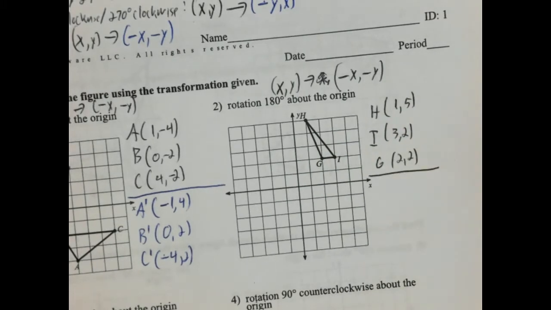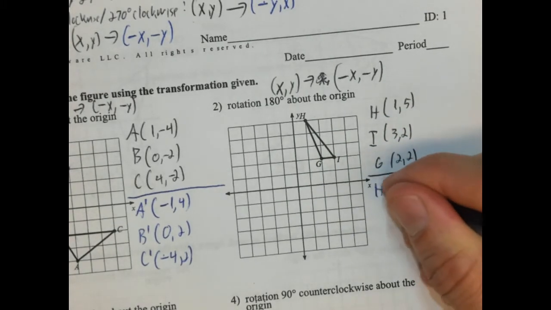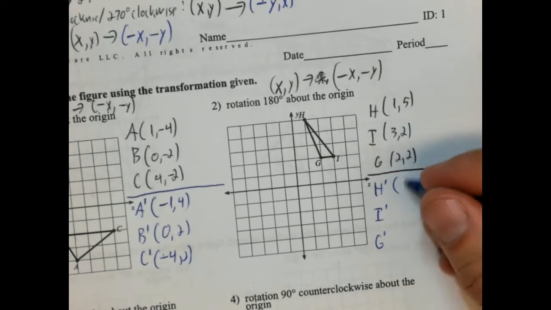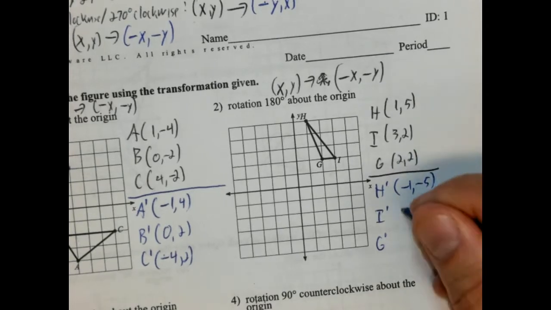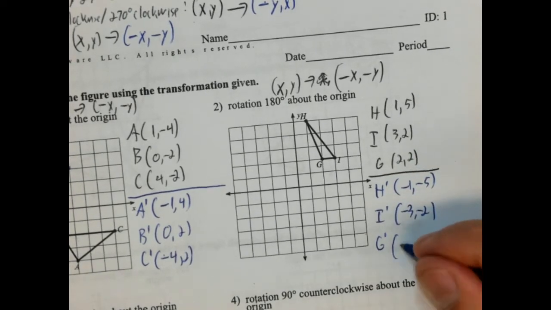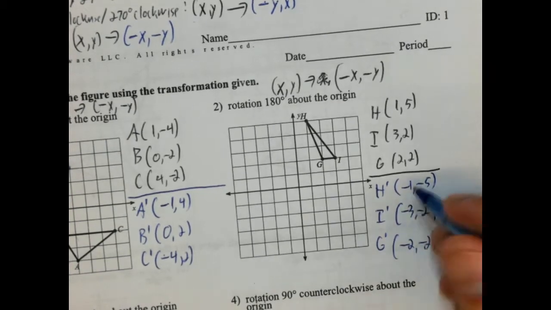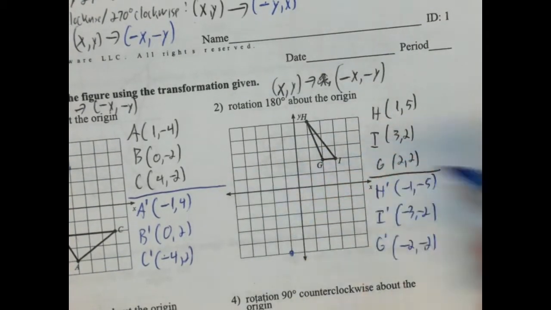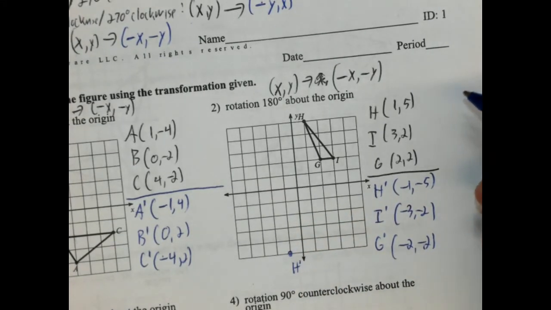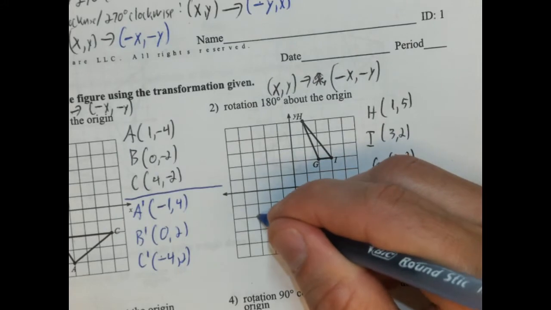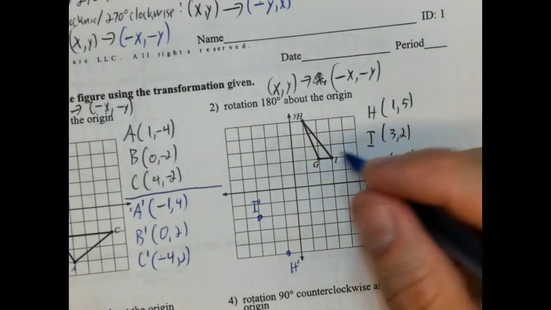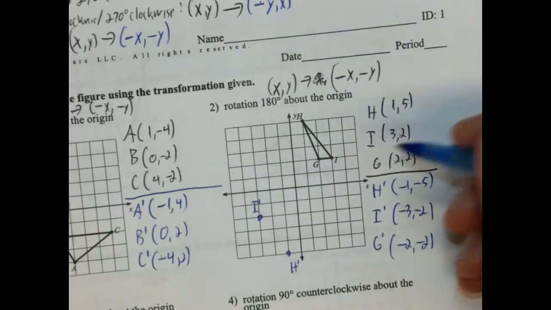So for 180 degrees, we just change the signs of all these. So H prime, I prime, and G prime. So H prime becomes (negative 1, negative 5). (3, 2) becomes (negative 3, negative 2). And G prime becomes (negative 2, negative 2). So let's go ahead and plot these. So (negative 1, negative 5). I prime becomes (negative 3, negative 2). And G prime is (negative 2, negative 2).